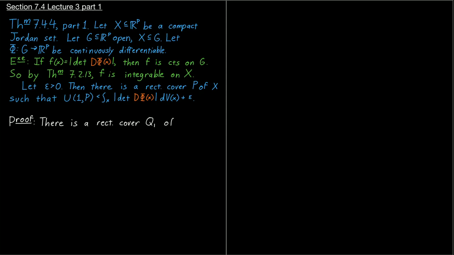Q1 of X. We're going to refine this several times such that the upper sum of our function f over the cover Q1 is less than or equal to the integral over X of f dV plus epsilon over 2. You can get upper sums as close to the integral as you want, how close I want is epsilon over 2.